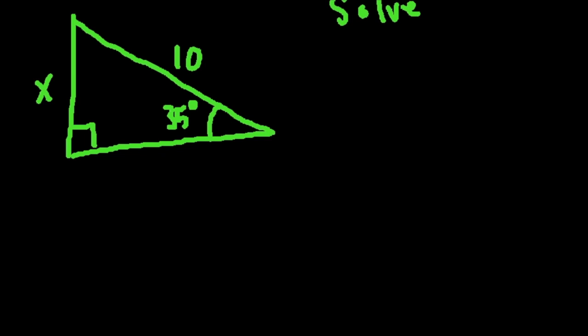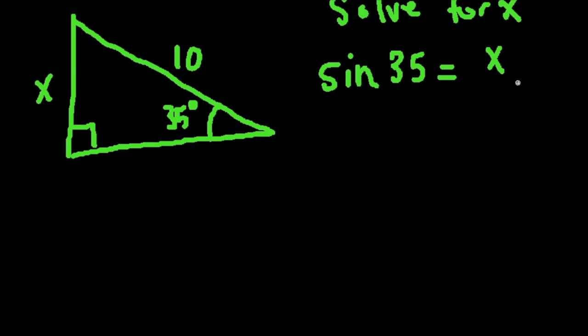I'll write that up here. Solve for x. So we'll set it up. We know that this is the opposite side of the angle, and this is the hypotenuse of the angle. So we can determine from the equation we wrote down a minute ago that we'll be using the sine function in this example. So you'll write sine of 35 because that is the angle. You will put equals x over 10.